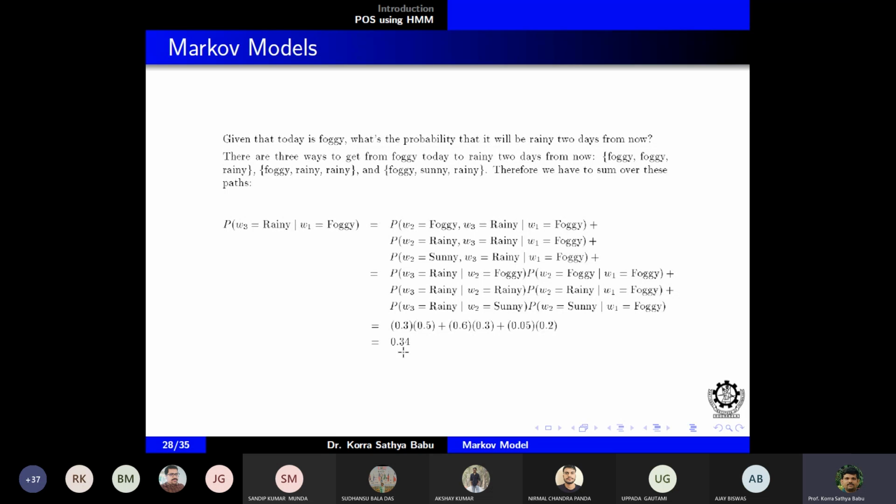Simply substituting the values from the state transition diagram, you are going to get 0.34. So what is the probability that today will be foggy and the day after tomorrow it will be rainy? You are not bothered about the day in between. That probability is 0.34. Okay.